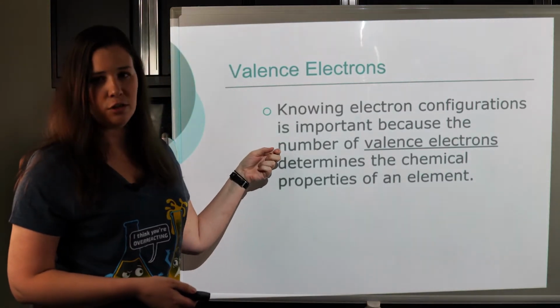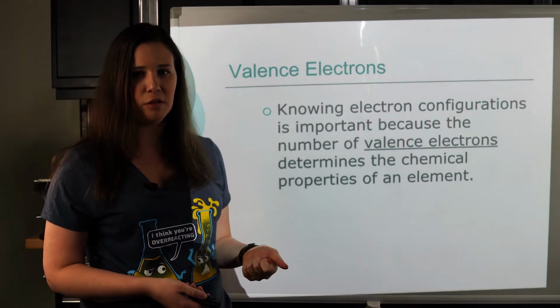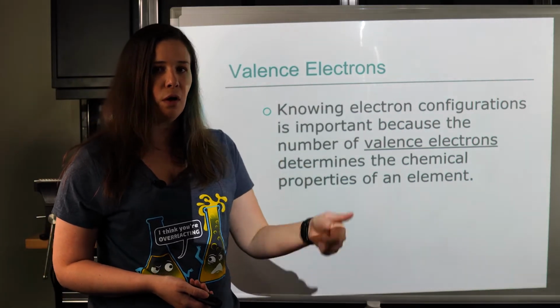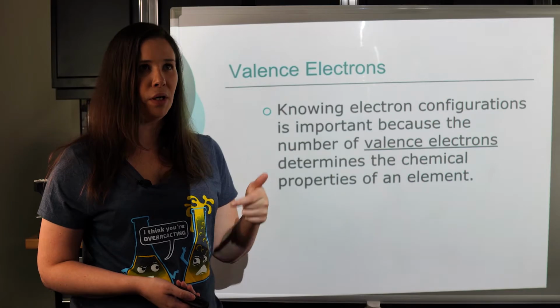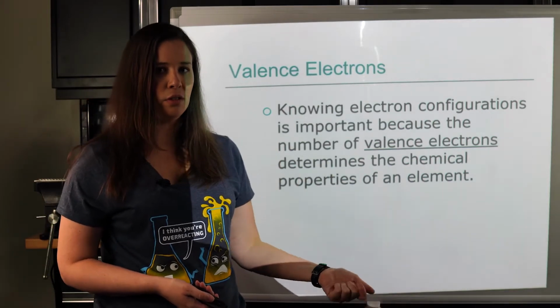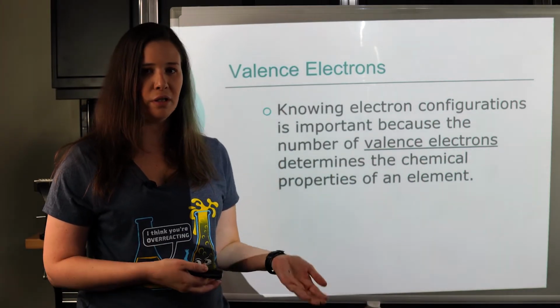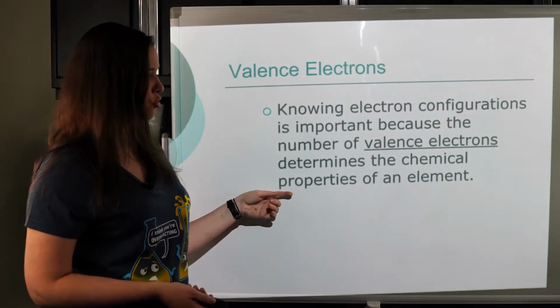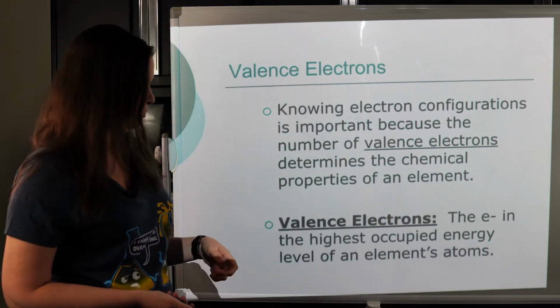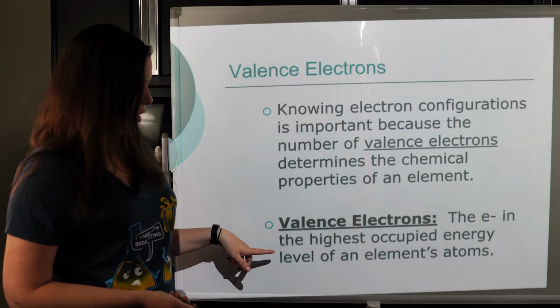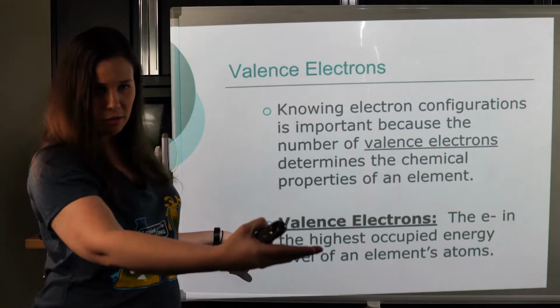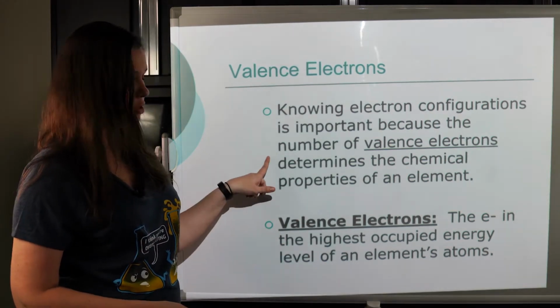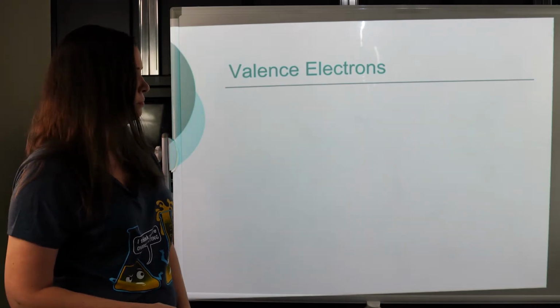Those valence electrons will determine the chemical properties of an element. The chemical properties are all about the bonding, and the bonding is all about the valence electrons. So your valence electrons are going to determine how an atom acts because they're going to drive it to bond certain ways. So the valence electrons are in the highest occupied or the outermost shell of the electrons, and they're going to drive those chemical properties.